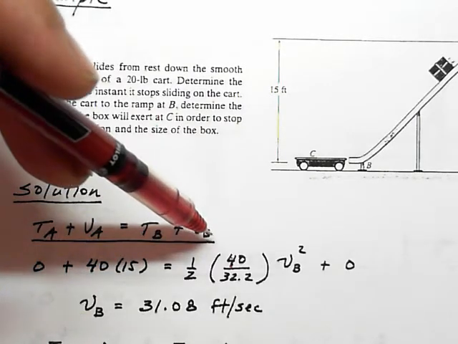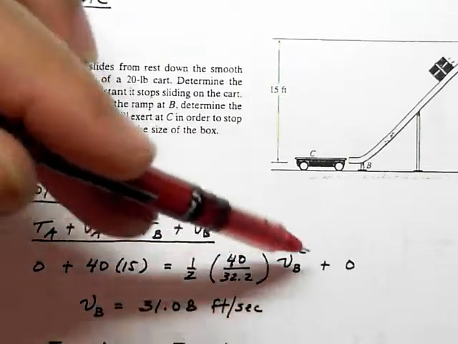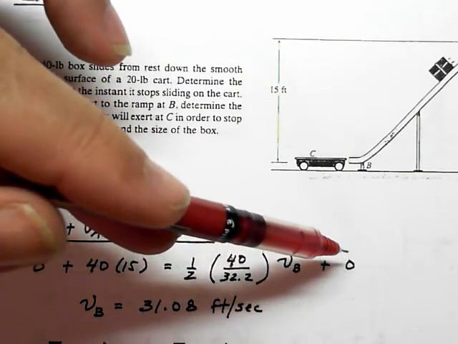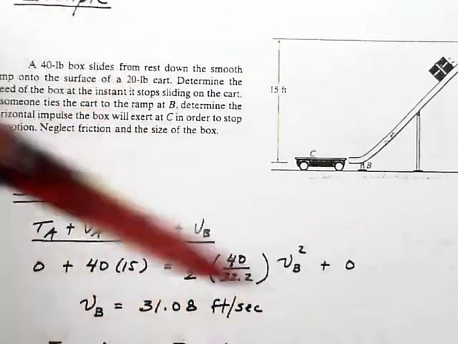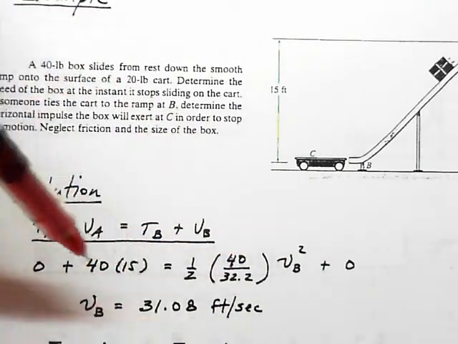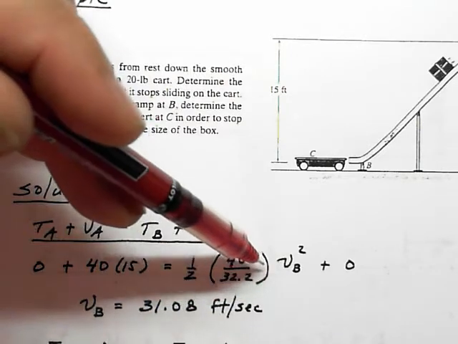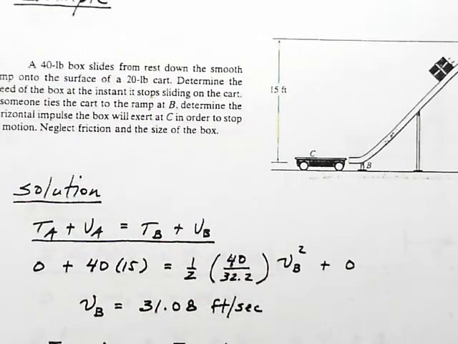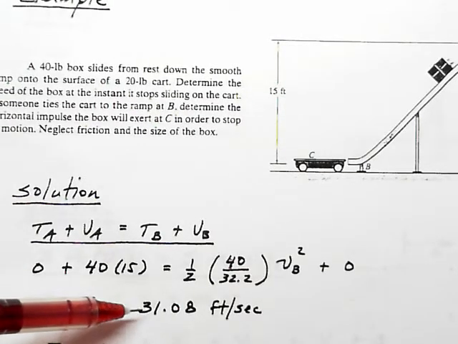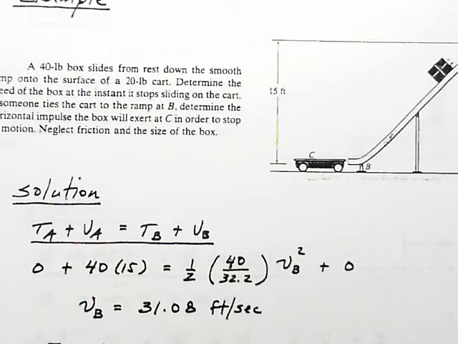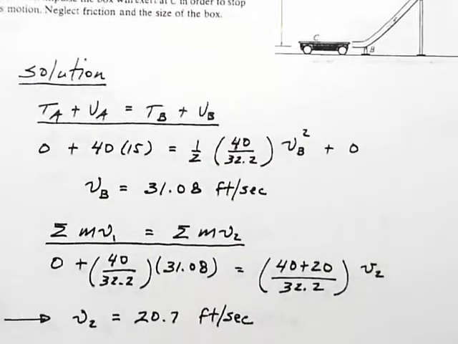On the right-hand side, we'll have a kinetic energy term. Gravitational potential energy will be 0, spring energy will be 0, so this is a total exchange of gravitational potential into 1/2 mv squared. The only unknown in this equation is v_B, the velocity of the box at the bottom of the ramp, and that comes out to be 31.08 feet per second. Now we have what we need to proceed on the other two parts of the problem.